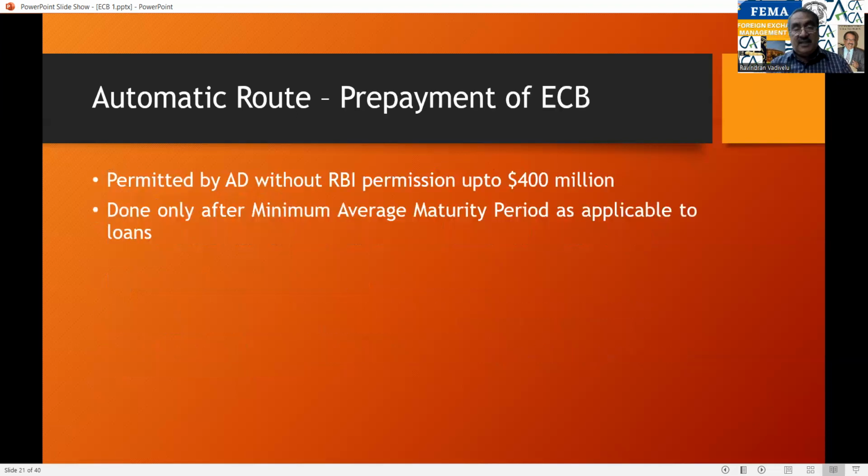And prepayment, yes, it is also permitted up to 400 million without prior permission, that is, pre-closure or prepayment of ECB does not require RBI's permission. But the authorized dealer can permit the prepayment, and it has to be done only after the minimum average maturity period as applicable to the loans.